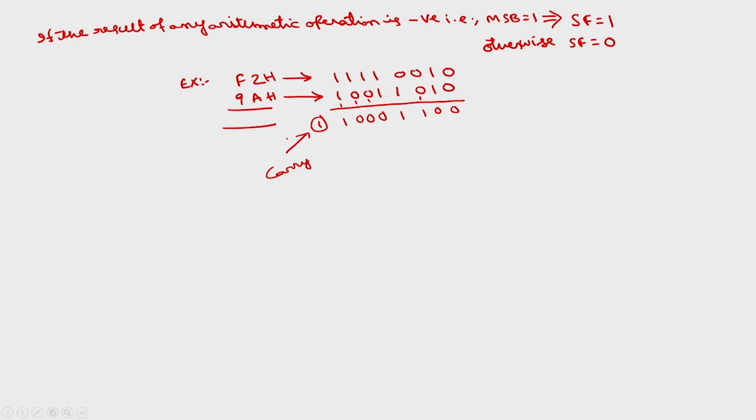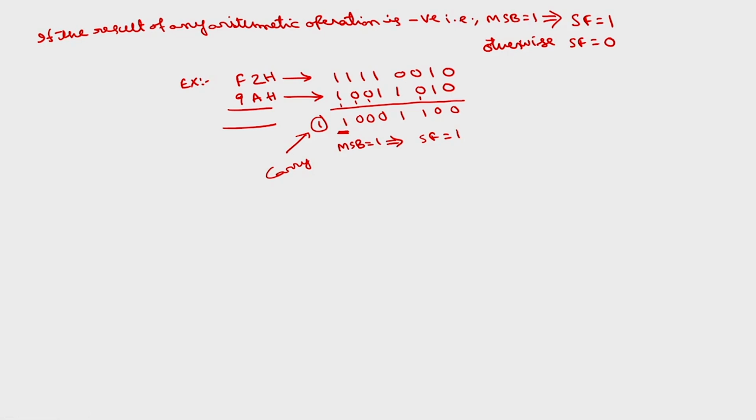Now, neglecting the carry, this will be the MSB bit. Because the MSB bit is 1, the sign flag will be set. This represents that the number is negative. MSB 1 implies the sign flag is set. If this bit is 0, the sign flag will be 0. Simply this MSB bit will be copied onto SF. If this is 1, SF is 1; if this is 0, SF is 0.